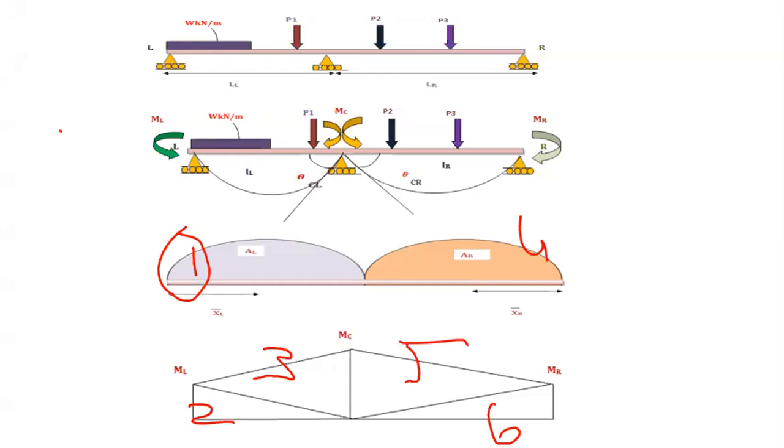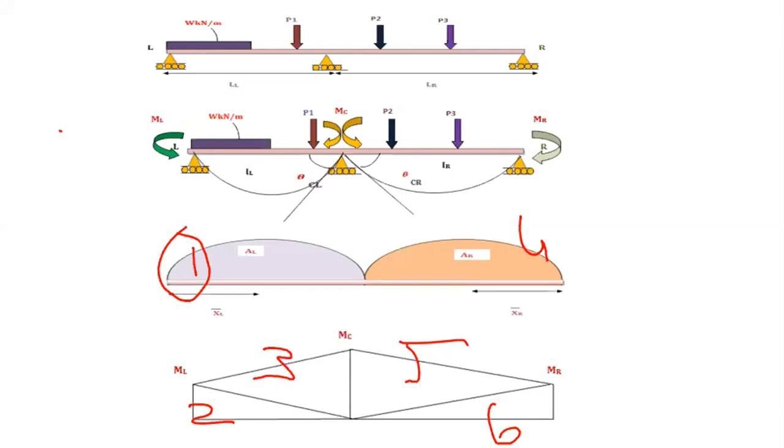In case of deflections, we can blindly follow area multiplied by the X bar. For theta CL, how can we write that deflection? First one is AL, the area, multiplied by XL for the first diagram. Area multiplied by the distance. The second diagram for the left portion is a right angle triangle, half into ML into base. Base is LL.